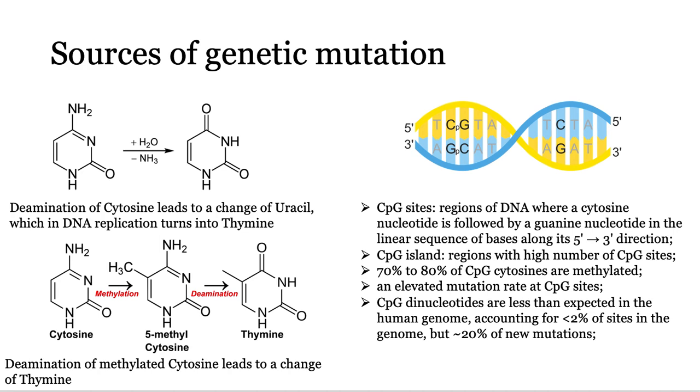Wait, so just to make sure, is it because of the CpG islands that causes the deamination, or is it a mixture of other situations that causes that? So a CpG island by itself is not going to cause deamination. Deamination sometimes happens spontaneously because the chemical structure is unstable. Sometimes it can be triggered by other factors, but it's not the CpG sequence by itself.